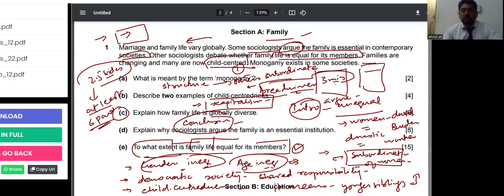So this is how you would write a 15 marks answer and how you would attempt this. If you have any queries, please feel free to ask. This is the end of the session.